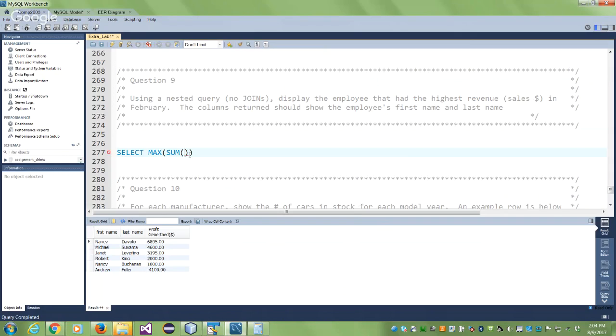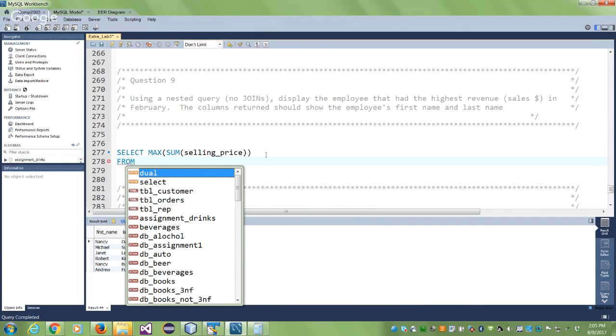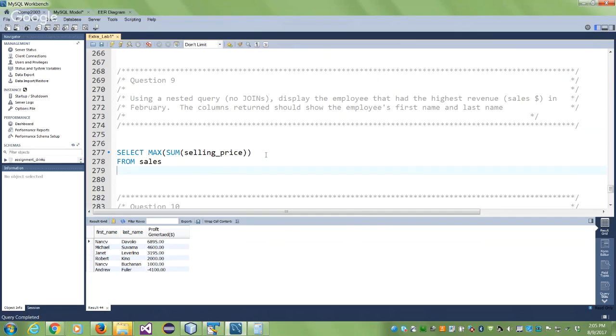Okay. Sum of what am I doing? Sales price. What was that field called? Selling price. Yana says they don't work together. So let me try. So max of this, sum up this. I'm just doing it right from the sales table. I'll see if it works or not. I'm just doing something generally and group by employee ID.